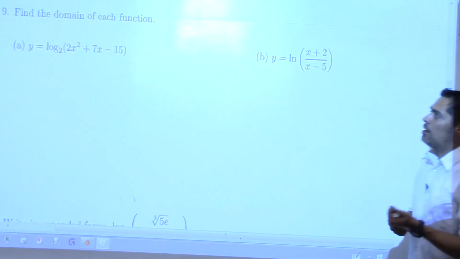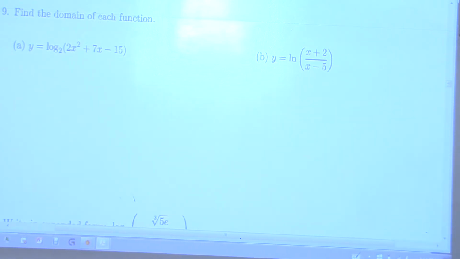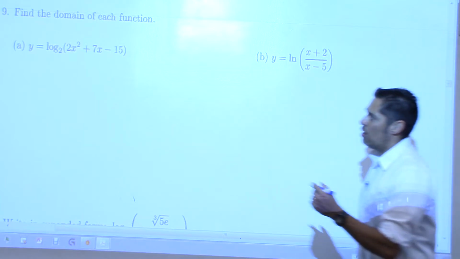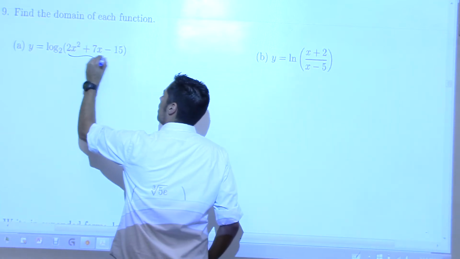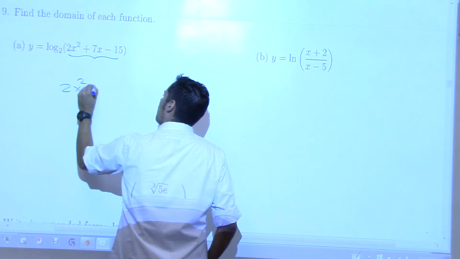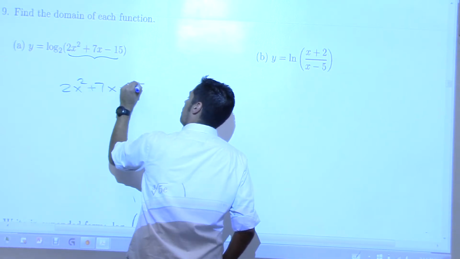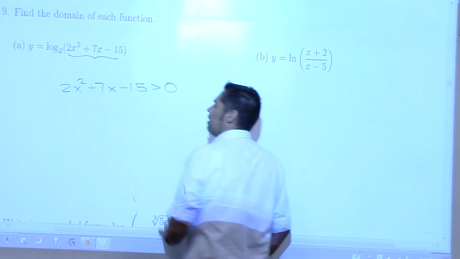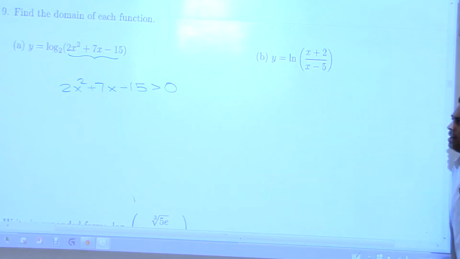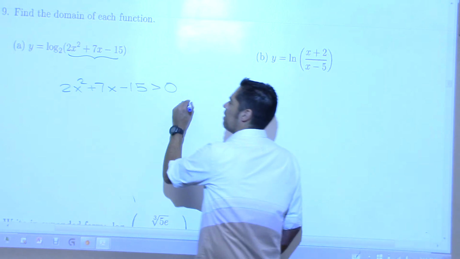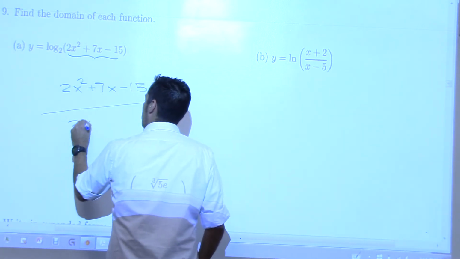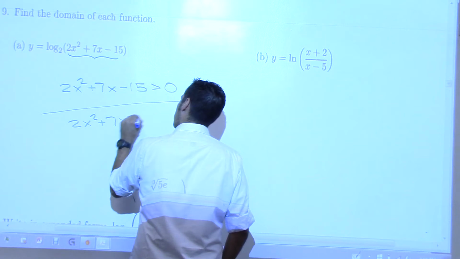What can you tell me about logarithms? What's gotta be positive? What's inside of it? The argument, right? This thing right here must be bigger than 0. It's got to be positive. Can't plug in negative numbers, can't plug 0 in. What type of thing is that? Quadratic inequality. How do we solve quadratic inequalities? Start by setting it equal to 0. Good. And then once you set it equal to 0, you can just factor it out.